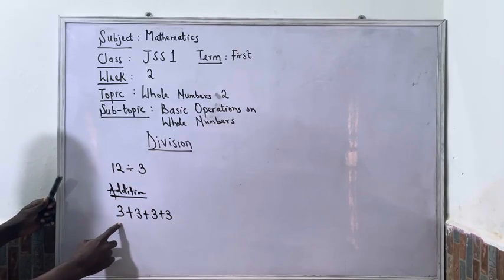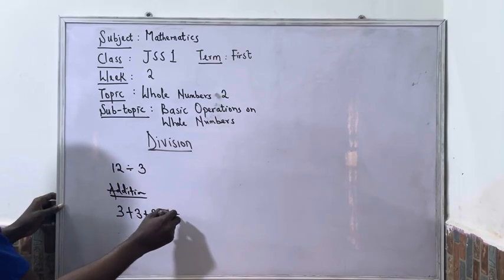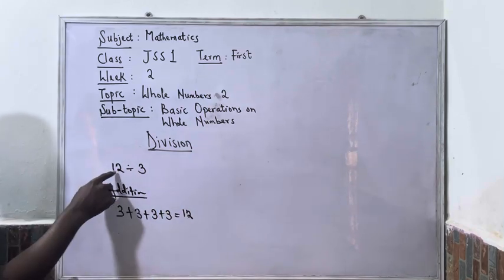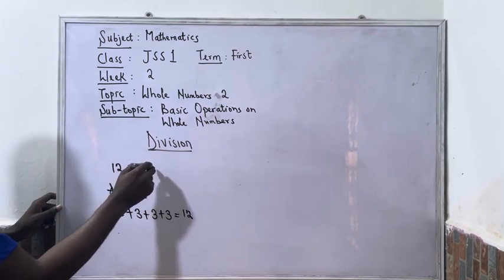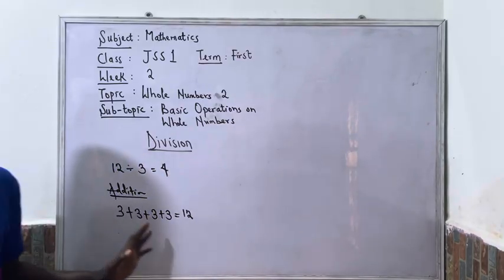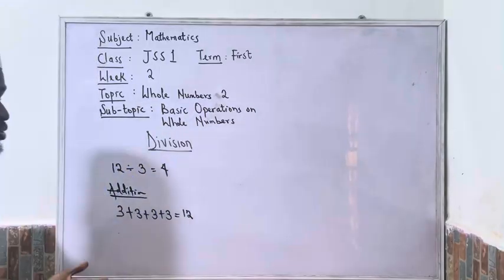So that means how many times did I have to go? 1, 2, 3, 4. So this is 4 times, making it 12. So that means the result of 12 divided by 3 is going to give me 4. So that is how simple division can be sometimes.